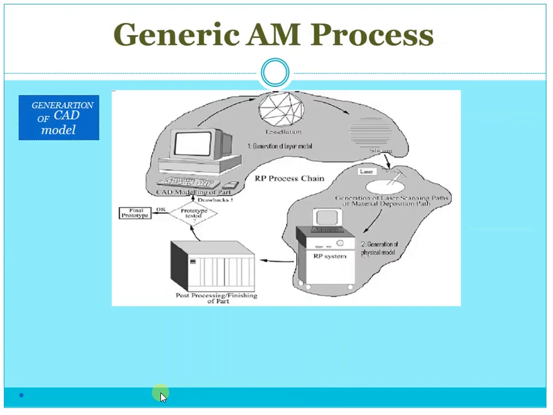Now we'll discuss what is the generic additive manufacturing process, or the basic process for additive manufacturing. You can see in the figure, the first step is creating a CAD model of the part. Then this CAD model we can save in .stl format, that is called tessellation. STL stands for standard triangular language or standard tessellation language.